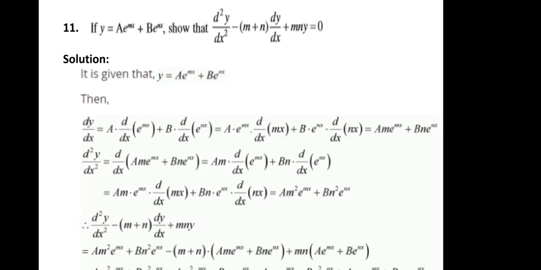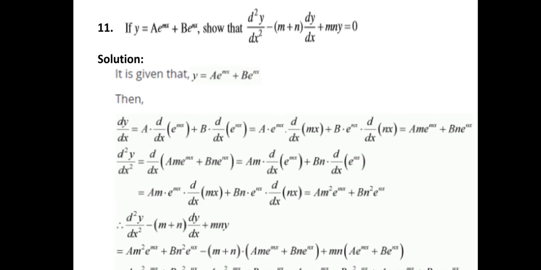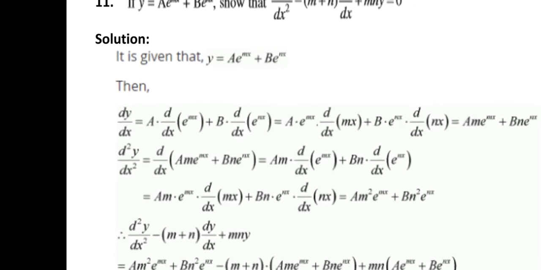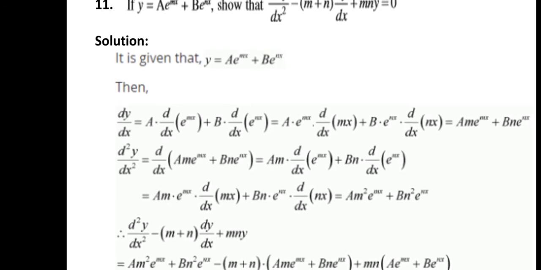One function is given, y equal to a e to the power mx plus b e to the power nx. We have to prove that d2y/dx2 minus (m plus n) dy/dx plus mn y equals 0. Students, first of all we have to differentiate the given function with respect to x. So dy/dx equal to d/dx of (a e to the power mx plus b e to the power nx), where a is constant, b is constant.